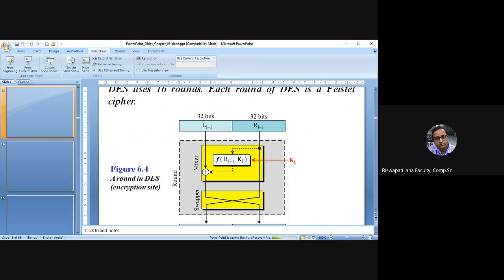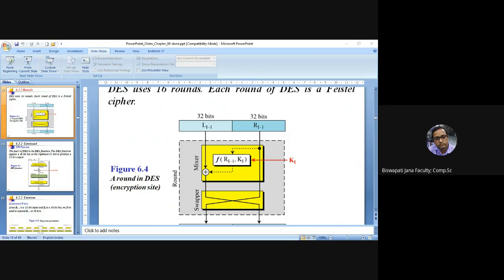This is very important, the round. So what is this round? Round means we encrypt the message using 16 rounds, and each round of DES is a Feistel cipher. What is this Feistel cipher? See, this is the basic design of the Feistel cipher. You have to remember this one, very important. You have a 64-bit block. First we divide this 64-bit block into two parts. The first one is 32-bit, which is called L, left, and the other 32-bit is called R, right.